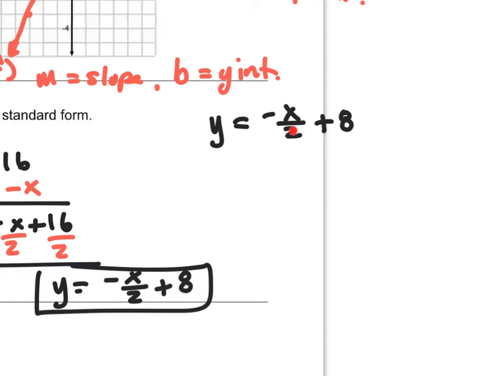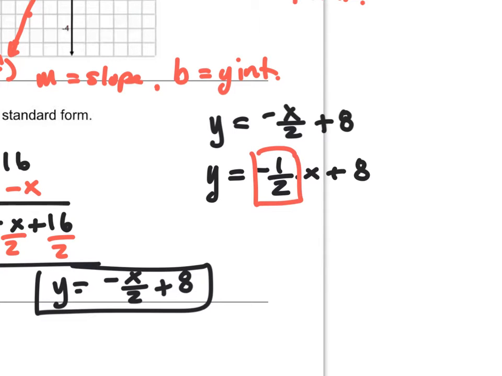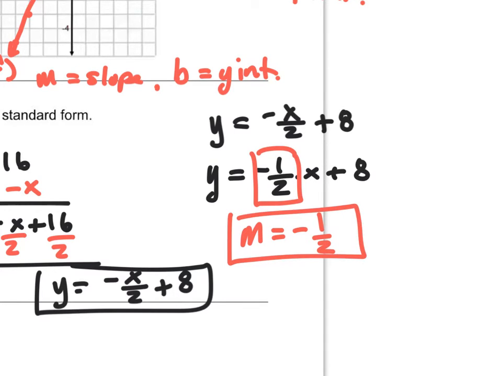If I divide by 2, that's the same thing as multiplying by a half. I can rewrite this and say that y is equal to negative 1/2 times x plus 8. That's a crucial step. That way, now I have this number in front of the x, and so my slope, m, is equal to negative 1/2. And that's the answer that I'm looking for.